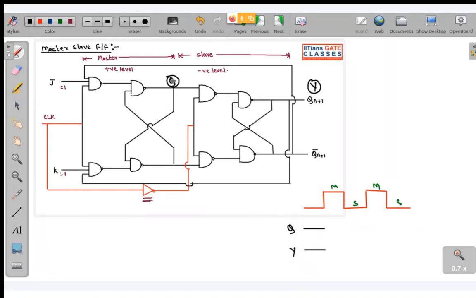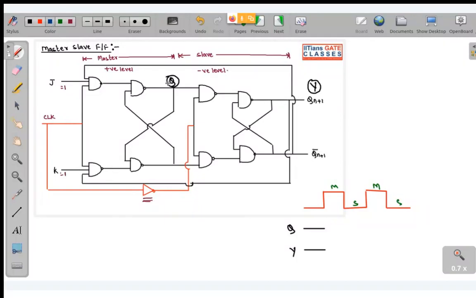Q is the output of this JK flip flop, and Y is the output of this latch. So now tell me what is happening over here. If this is Q, remember this is your NAND flip flop.